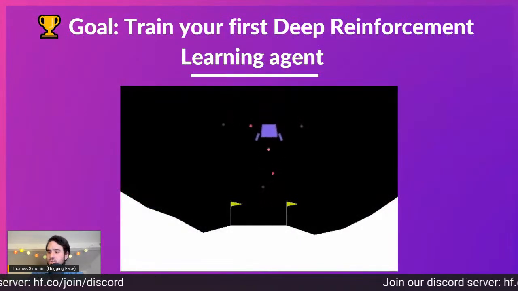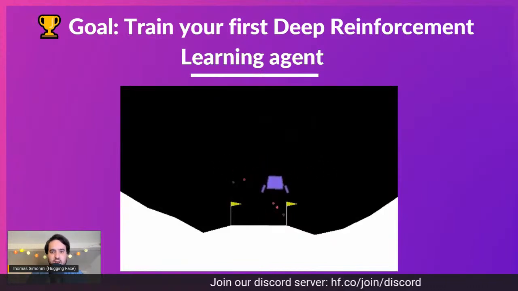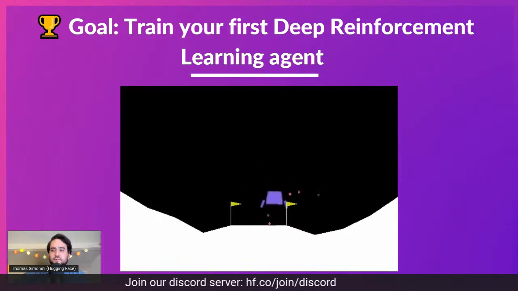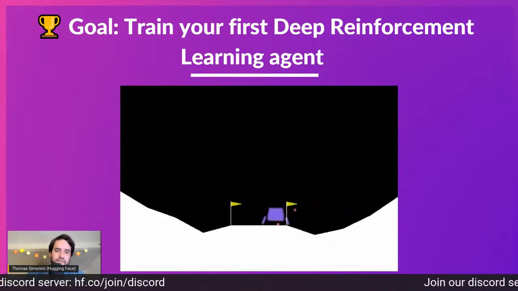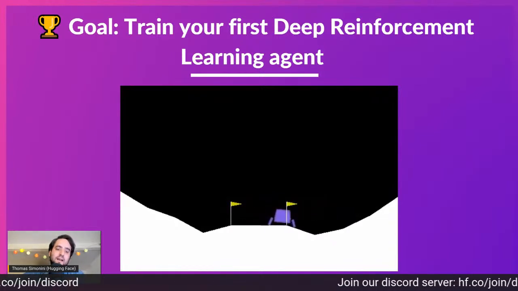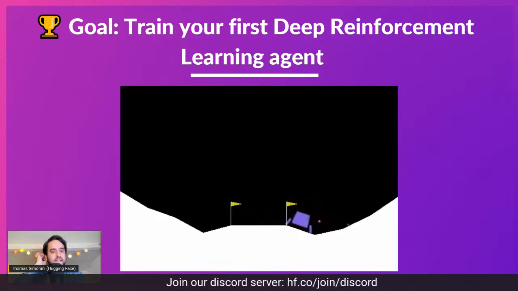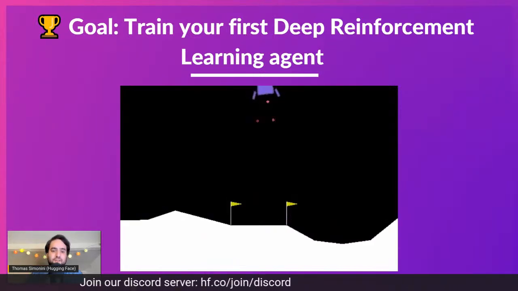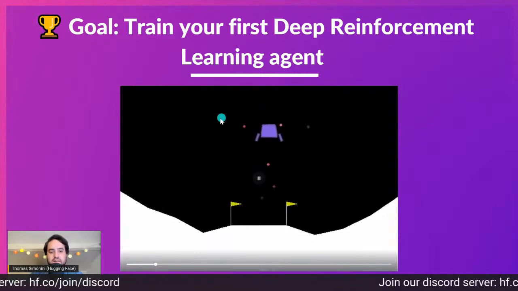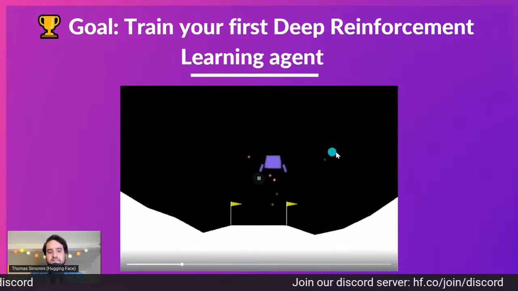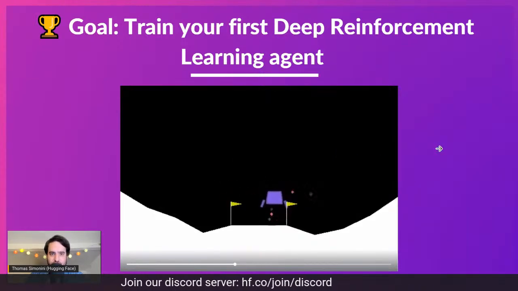I'm just going to speak a little bit about the first two environments that you're going to work on. If you go to the course, the first one is LunarLander. It's the first agent you're going to train. In LunarLander, you train an agent that needs to learn to land on the moon. To do that, it needs to learn to activate different engines to not crash. This is what you do in the first unit.